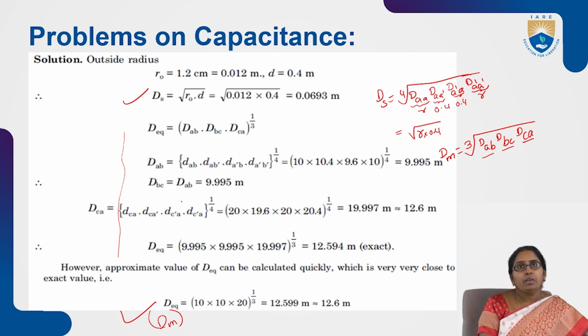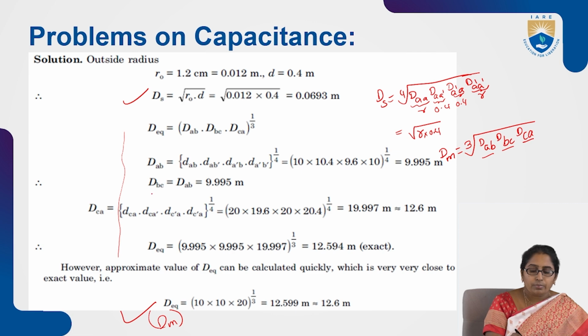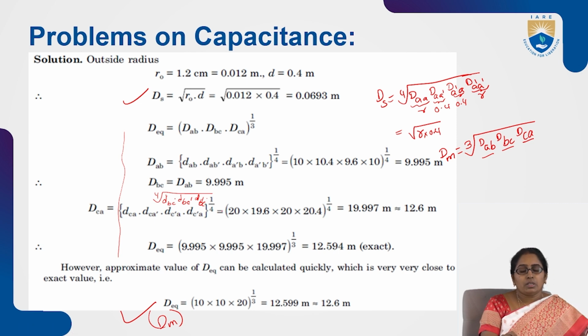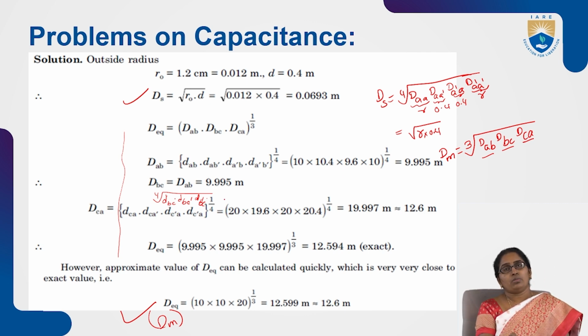Next, DBC is the same as DAB. In the same manner, it is the fourth root of small dbc, dbc dash, db dash c, b dash c dash. Looking at the diagram, the distances are the same, and it finally gives 9.995 only.